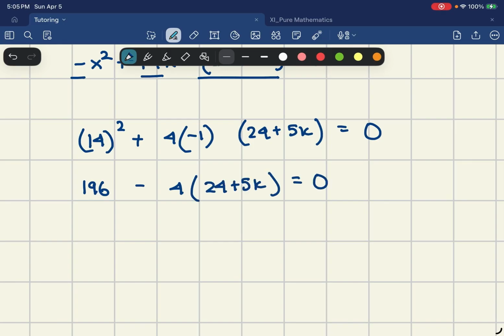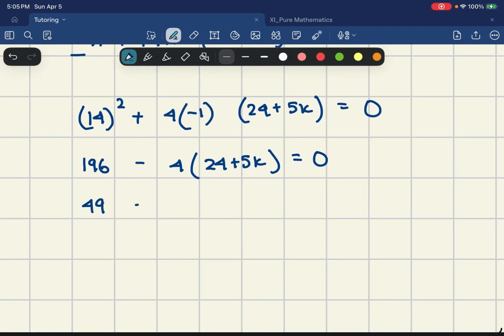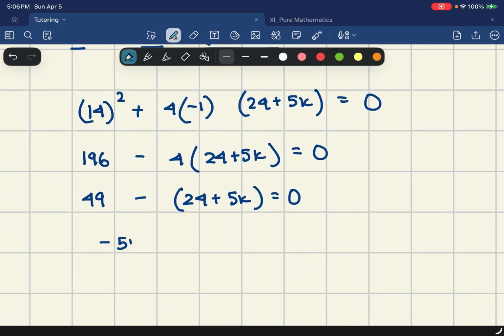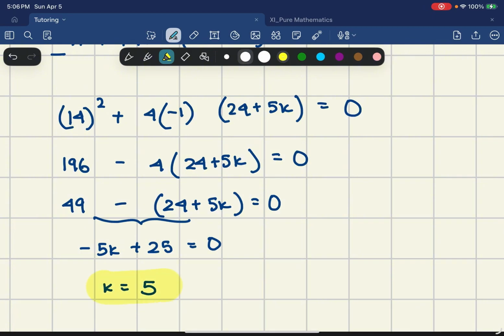And I can divide by 4. So 196 divided by 4 is 49 minus (24 plus 5k). So using this, I know minus 5k is 49 minus 24. That is 25. So minus 5k plus 25 is equal to 0 if I simplify this, and you can get k is equal to 5. So your k is equal to 5 gives you your solution.